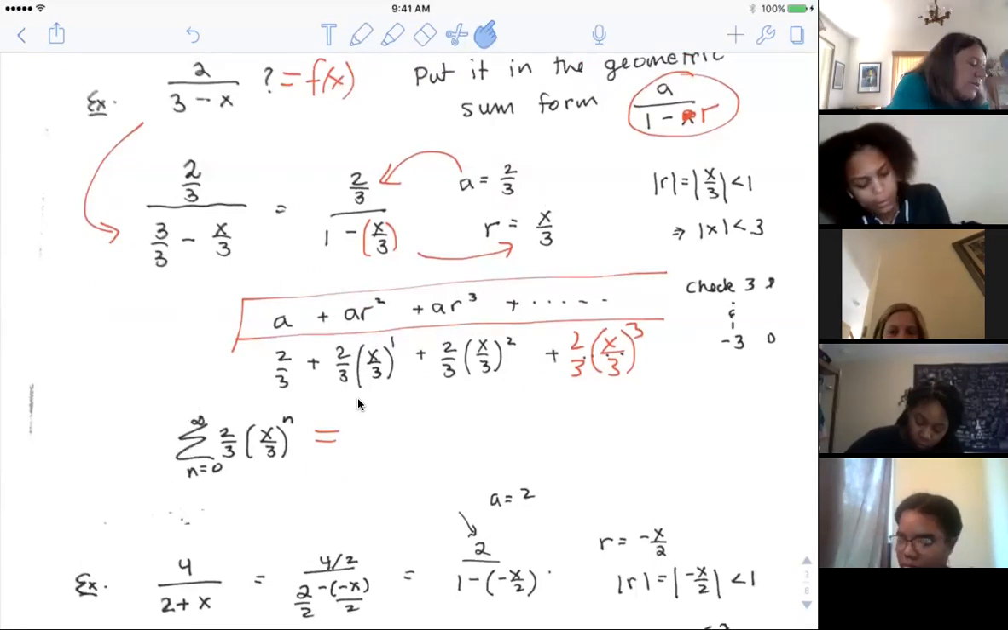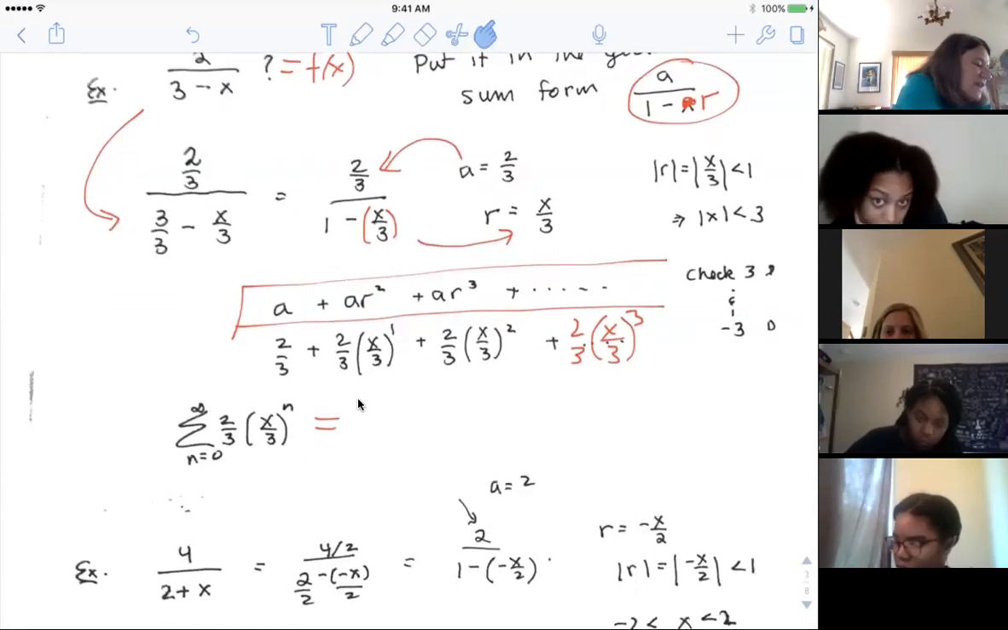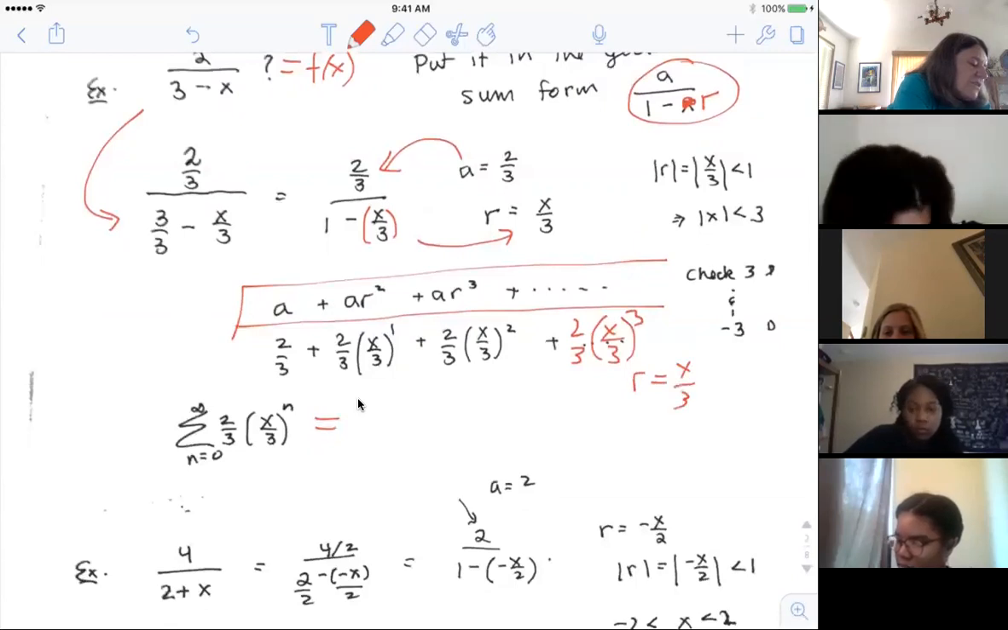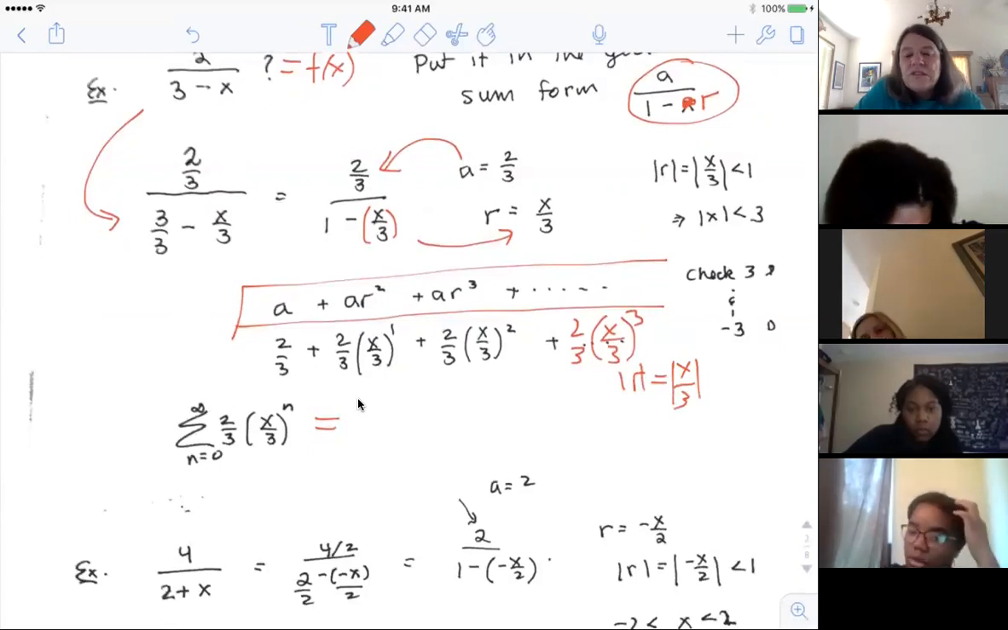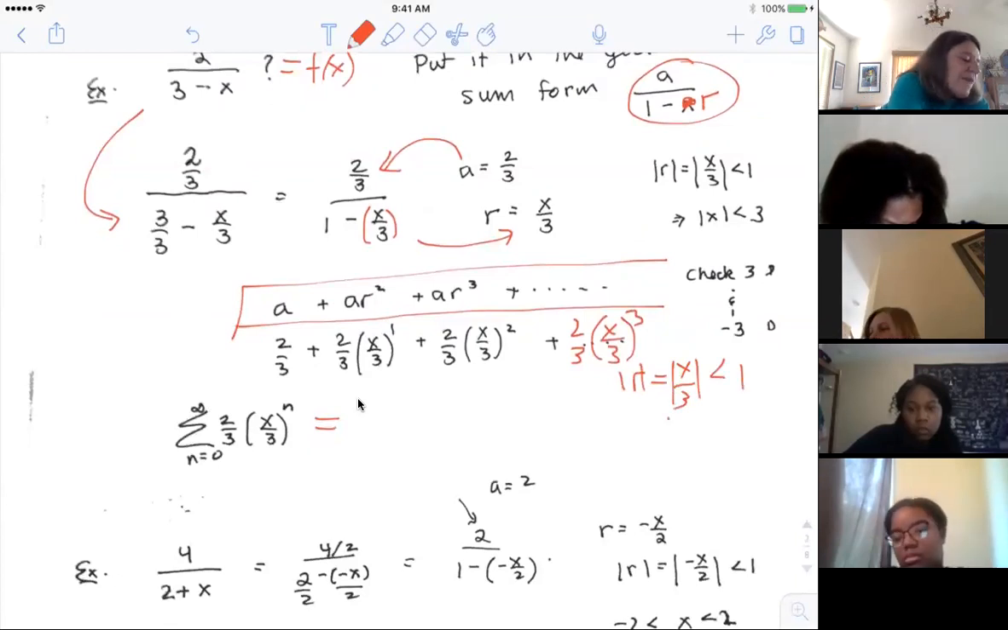I'm going to ask you one other question then. If R here is x over 3, tell me where this thing will converge. Where does a geometric series converge? Where the absolute value of R is less than 1. So I would have absolute value of x less than 3, x between -3 and 3.